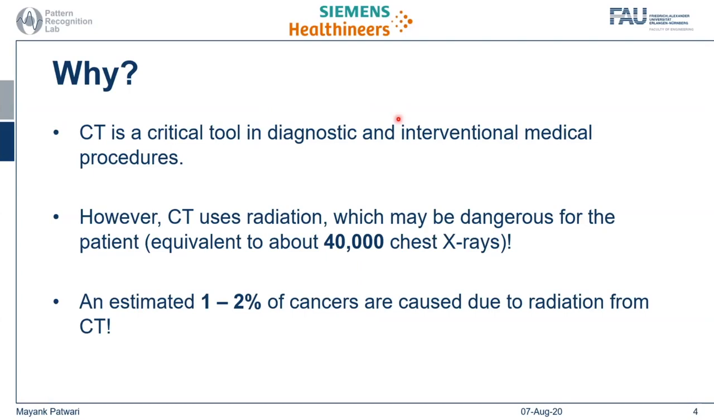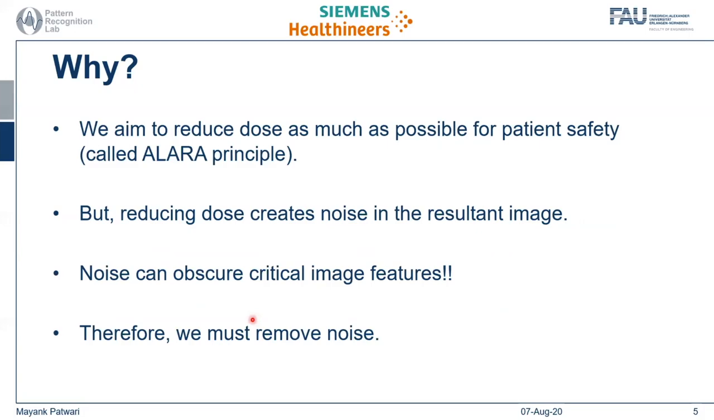So a little bit of background. CT is a critical tool in diagnostic and interventional medical procedures, and the use of CT is growing year on year. The problem is CT is full of radiation, which is dangerous for the patient. One CT is equal to about 40,000 chest x-rays. Or if you're into bananas, it's the equivalent of eating 6 billion bananas. Don't do that. And almost 1 to 2% of cancers are caused due to radiation from CT. This is an extrapolated number from 1% 40 years ago. So I think it's a reasonable number because there's also been advancements in CT technology.